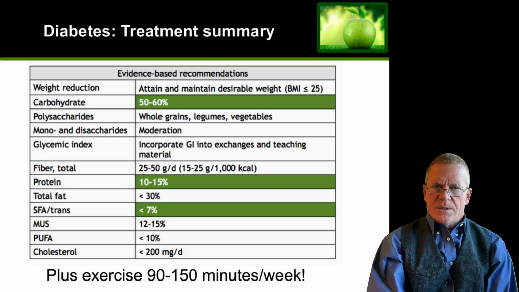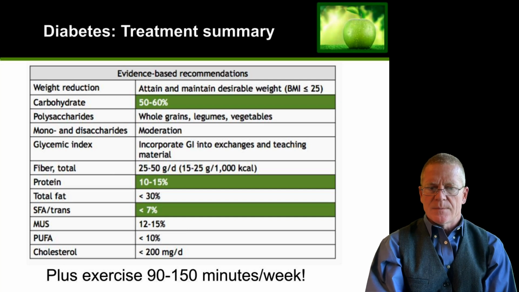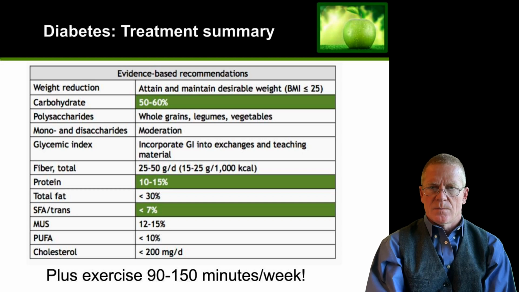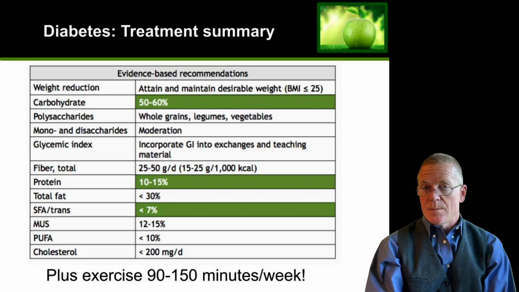Keep total fat under 30%, which is the acceptable macronutrient distribution range for fats, but particularly keep saturated fats under 7%. Monounsaturated fats and polyunsaturated fats are perfectly healthy in a well-balanced diet for a person with diabetes or cardiovascular disease. And it is important to keep cholesterol low. If your cholesterol is high, your doctor may suggest you take statins. Statins are extremely effective to reduce cholesterol and to reduce cardiovascular disease, heart attacks, and strokes. And most importantly, exercise 90 to 150 minutes per week at a minimum.